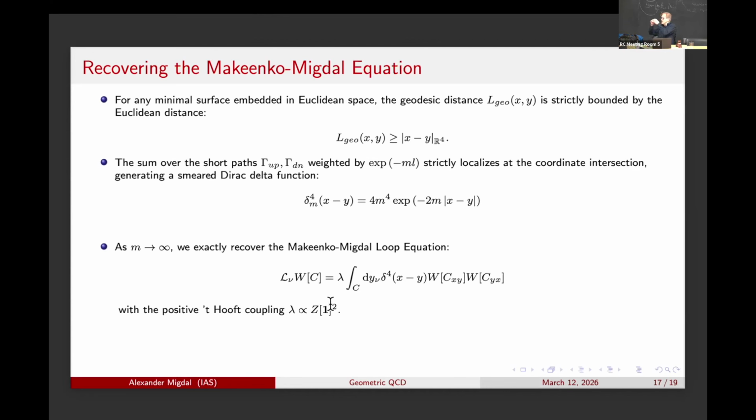Remember this loop normalization of the W, because W is normalized to 1 at zero mass. W is normalized to 1 at shrunk loop. So if you move out that normalization factor, you will get the square of that here. Right sign, correct sign, which is nice.